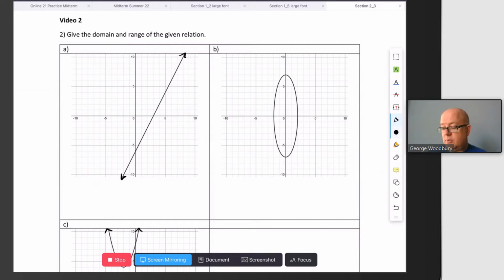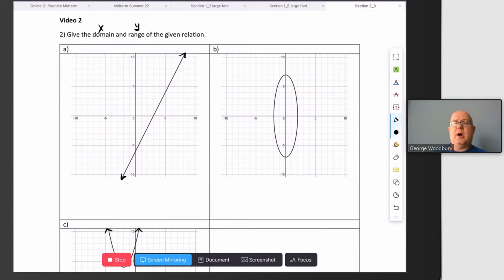Remember, in the last video we talked about domain. Those are the set of the input values. Those are measured as x values, and the range, those are output values or y values. We're going to use interval notation, by the way, for all of these domains and ranges.